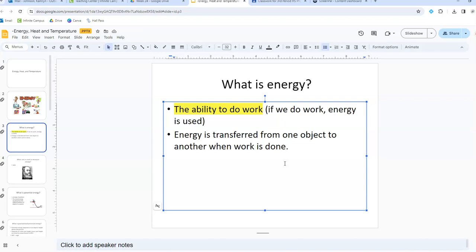You should know that because a lot of you play sports, and if you don't play sports, you at least walk from class to class. So you are doing work, and it is using your energy to do it. Energy is transferred from one object to another when work is done. We are going to talk about energy transformations later in the week. First, we got to figure out what energy is and the different forms of energy before we can talk about how they're transferred. So we will go back to this statement later.